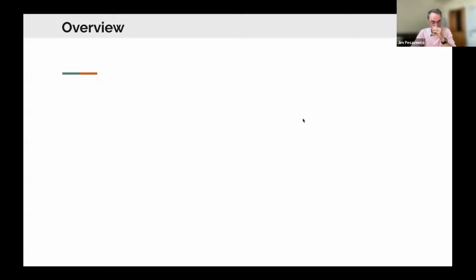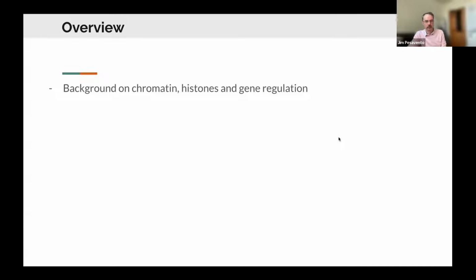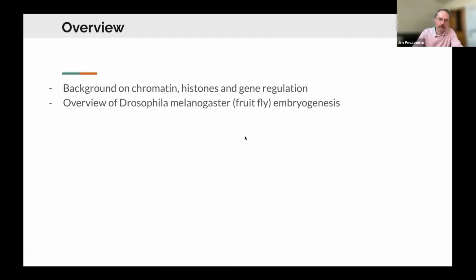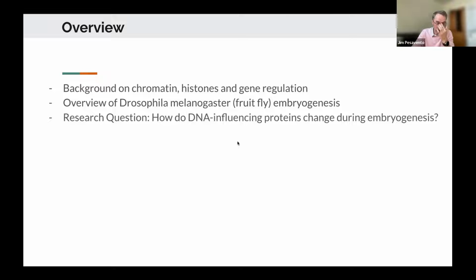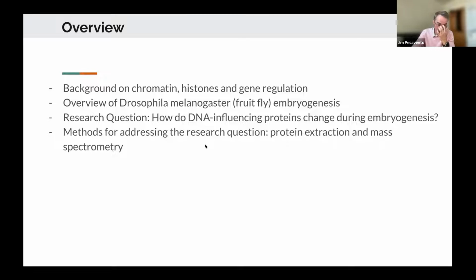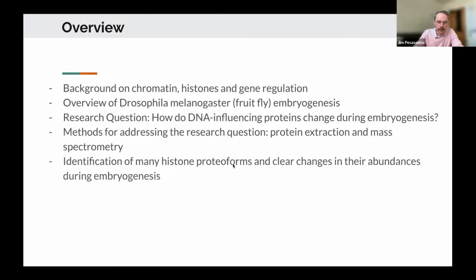Okay, so the overview of today's talk is I'm going to give you some background on chromatin, histones, and gene regulation. I'm going to talk about Drosophila melanogaster, or the fruit fly, and what happens during embryogenesis. The research question that I'm going to focus on for the presentation is, how do these DNA influencing proteins change during embryogenesis? We'll talk about some methodology that I use to answer this question, primarily protein extraction and mass spectrometry. And then the results I'll get into is how we identified lots of these different histone proteoforms, like different types of proteins, and clear changes that we're seeing in abundance during embryogenesis.